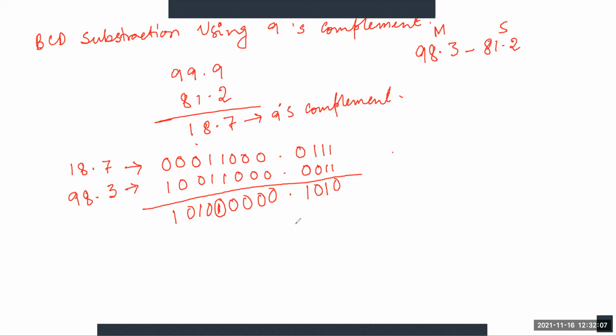Now we will look at each group of bits. Any group greater than 9 will be called invalid here. So this 1010 means it is greater than 9. It is greater than 9 or not? Yes, sir. So it is greater than 9. In that case, again here we have 5 bits, that is 10000. It is also greater than 9.